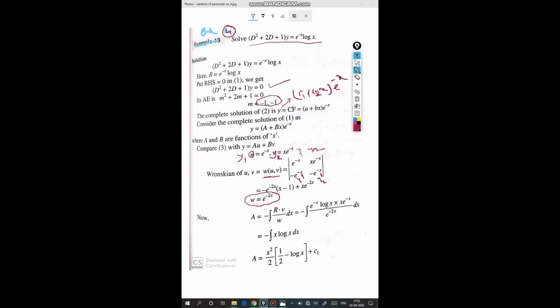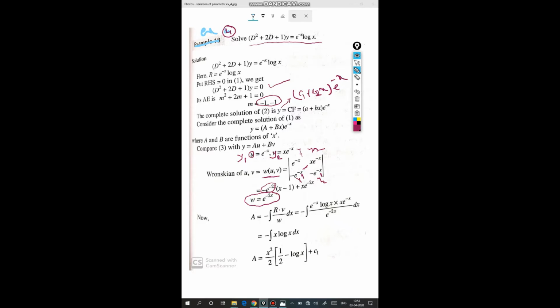You can observe this is a cross multiplication. e^(-x) into e^(-x) becomes e^(-2x), because the base is same, so the addition of indices. Actually this minus sign is written first, so e^(-2x). You can see the calculation there. So the value of the Wronskian is e^(-2x). If there is a correction, you can tell me.